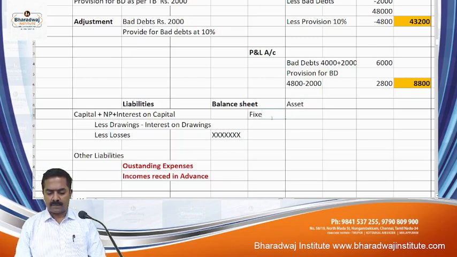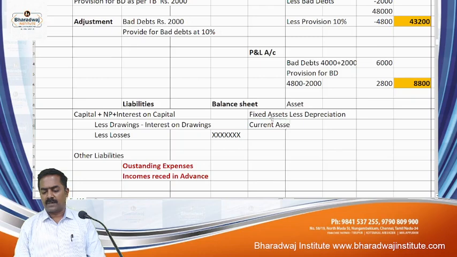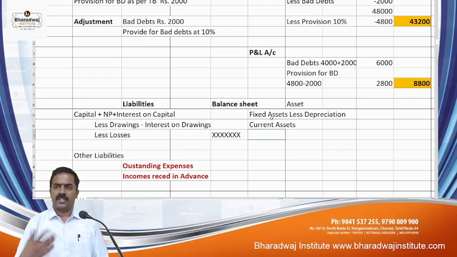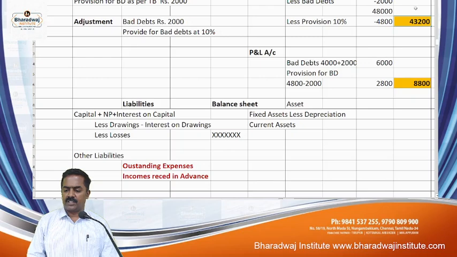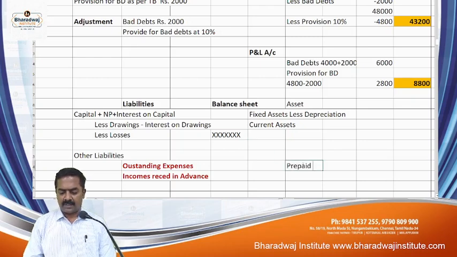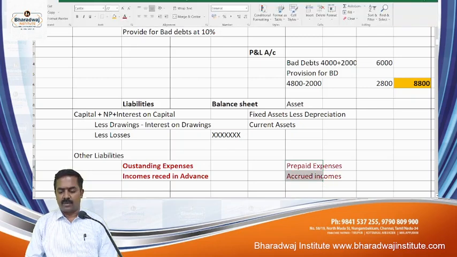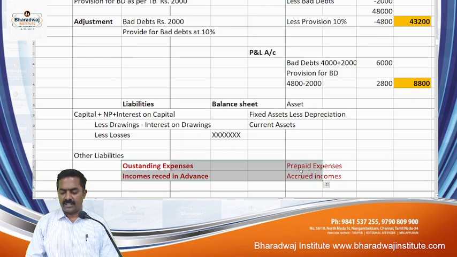All fixed assets less depreciation. All current assets. Examples of current assets: stock, debtors, cash, bills receivable. For example, the debtors in this example, 43,200, will come. Then most important thing is prepaid expenses and accrued incomes. These two things will come as assets. Specific questions were tested about these last four items.